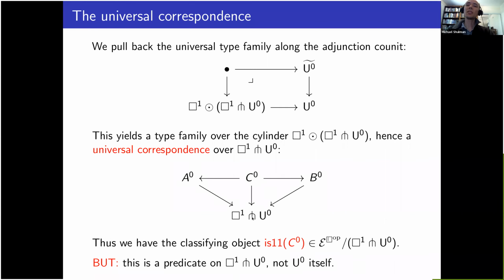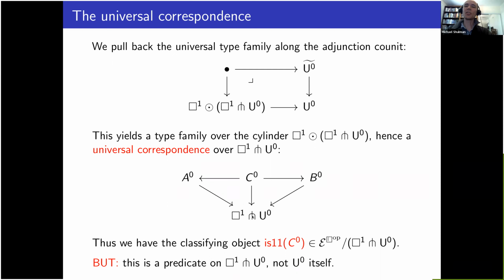Type theoretically, you can think of this path space of U0 as the context consisting of two types and an identification between them. And then A0 is the first type, and B0 is the second type, and then C0 is the heterogeneous identity type between them, living over that identification in the universe that comes from this correspondence thing that we talked about before.